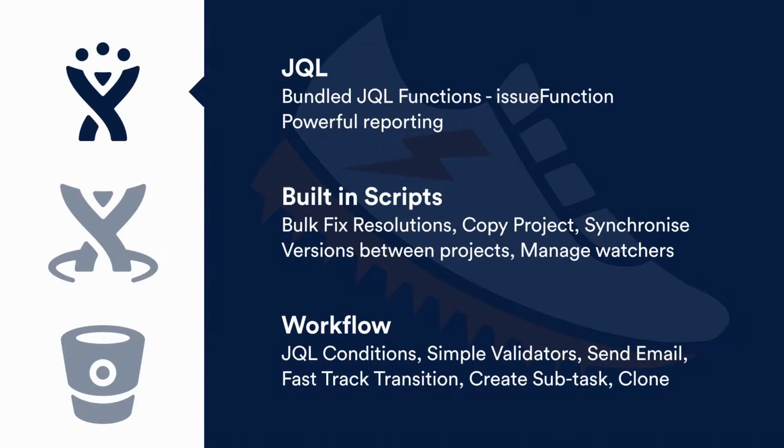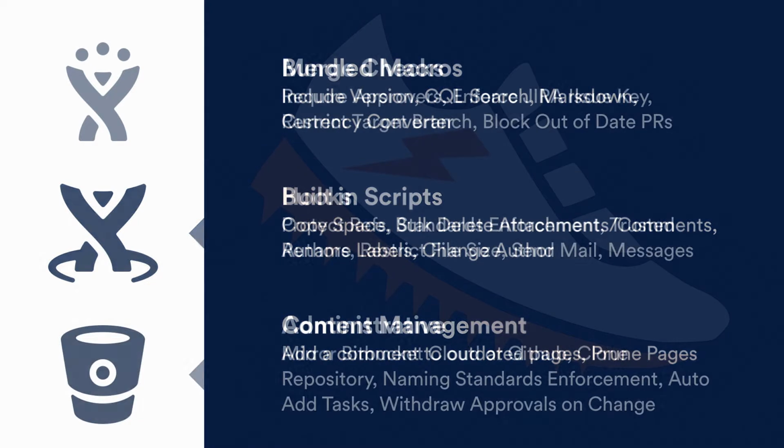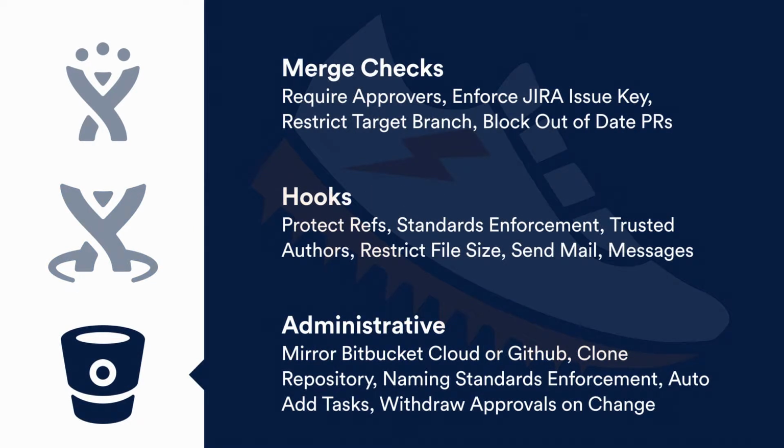In terms of ScriptRunner for Jira on the server, we have bundled JQL functions, or you can even write your own. You have built-in scripts like copy project that admins can use. You have workflow conditions, validators, post functions, or you can write your own. For Confluence, you have scripted macros, bundled macros, for example include a version in a page, and built-in scripts like copy space, similar to Jira, and content management, such as adding a comment to outdated pages. We also have ScriptRunner for Bitbucket. So you have merge checks, and hooks to enforce naming conventions across your branches and tags, for example. You have common administrative tasks like mirroring to Bitbucket Cloud or GitHub.